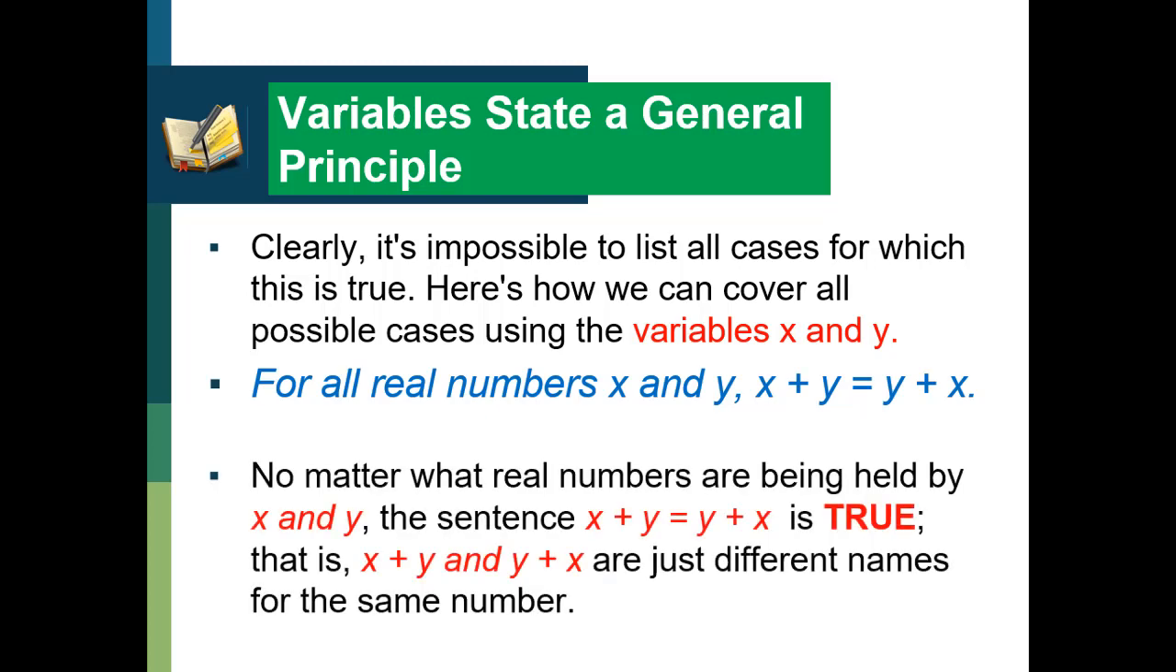No matter what real numbers are being held by x and y, the sentence x plus y is equal to y plus x is always true. That is, x plus y and y plus x are just different names for the same number. We have discussed earlier that we can name different numbers with different expressions. So instead of writing all the possible instances and examples of that property, you can simplify it using variables. So this is one of the most powerful uses of variables in mathematics. Do you understand? Alright.